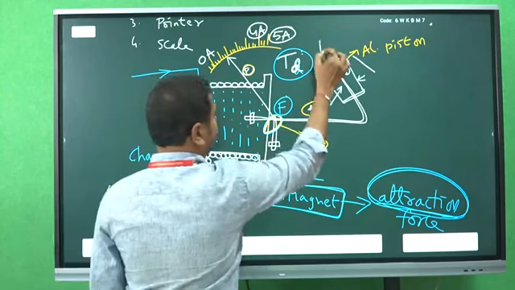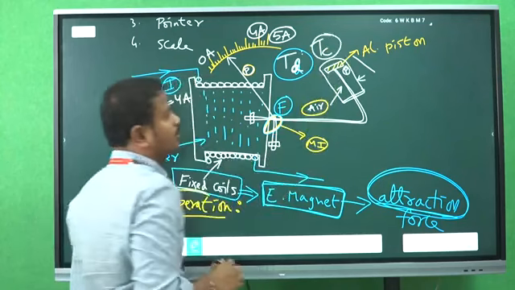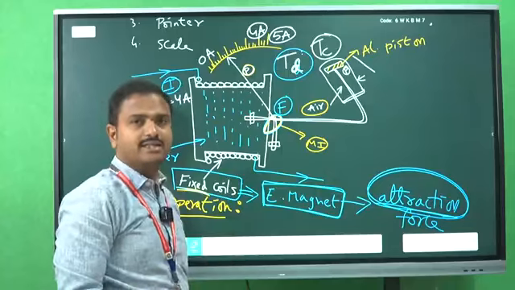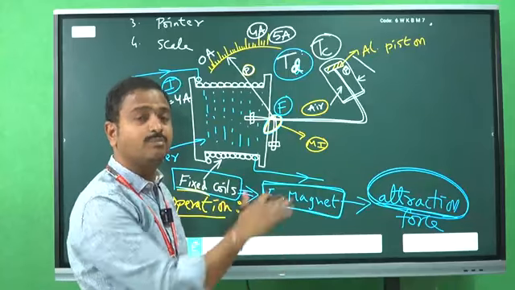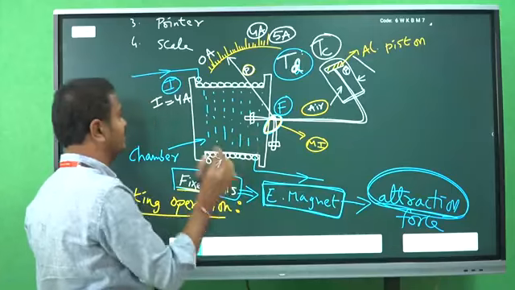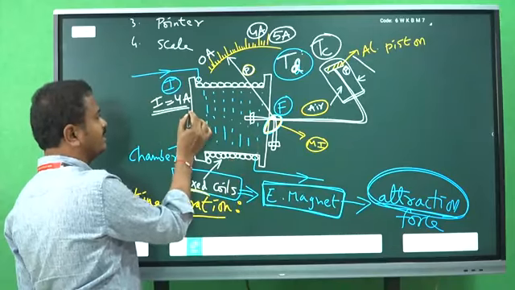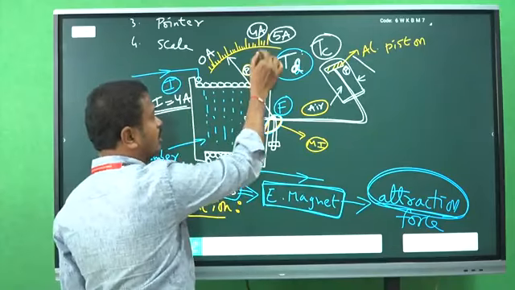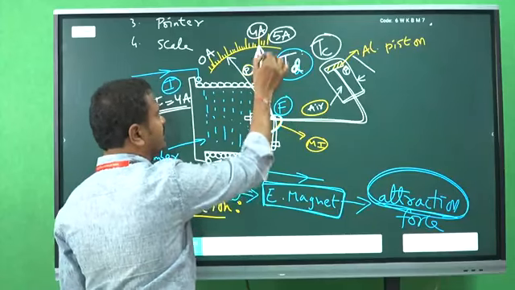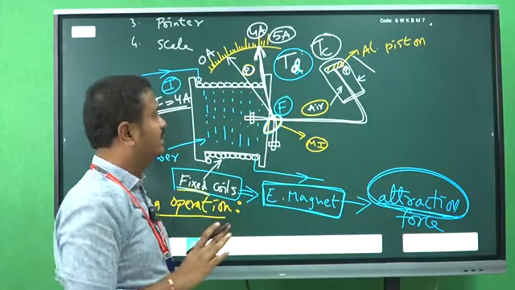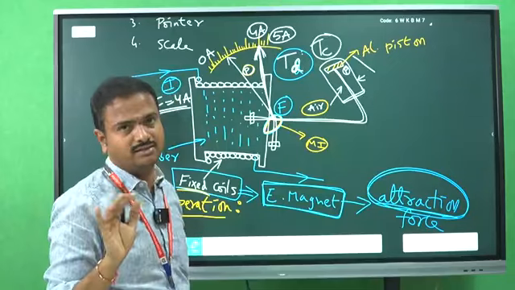So controlling torque will be produced by the springs to stop the pointer at the final and accurate value, not more than that. That means if the current value is 4 amperes in the circuit, the pointer should stop at 4 amperes value only. Clear? So that is the job of controlling torque.